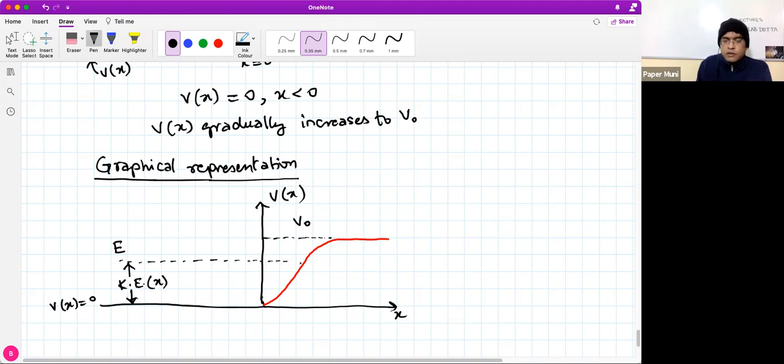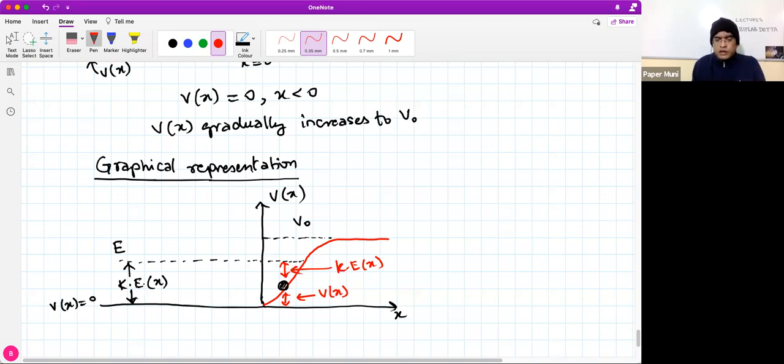Let's talk about what happens when the ball reaches this point. Say the ball starts from here and it reaches somewhere here. If we have the ball coming up here, this part will be the kinetic energy of the ball, and this part from the graph is the potential energy. The total energy remains constant throughout.